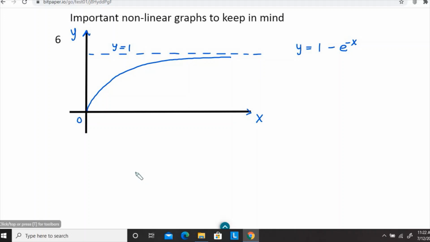And in the next video, I will talk about SI units, unit conversions, and significant figures.